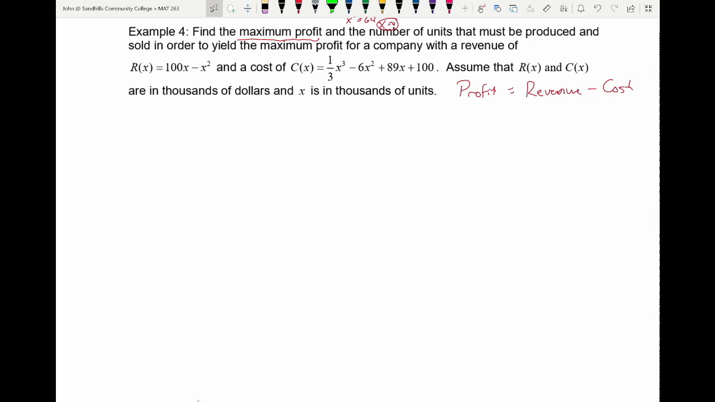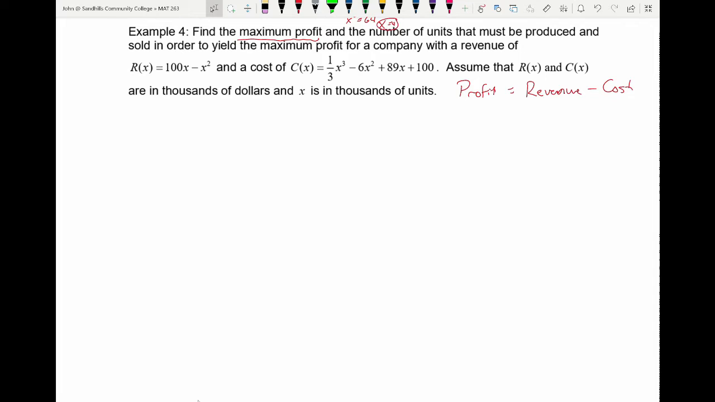Let's look at example 4 from section 3.5. So we want to find the maximum profit and the number of units that must be produced and sold in order to yield the maximum profit for a company with a revenue equation of R of x equaling 100x minus x squared and a cost function C of x equaling 1/3 x cubed minus 6x squared plus 89x plus 100. Assume that the revenue and cost are given in thousands of dollars and x is in thousands of units produced.